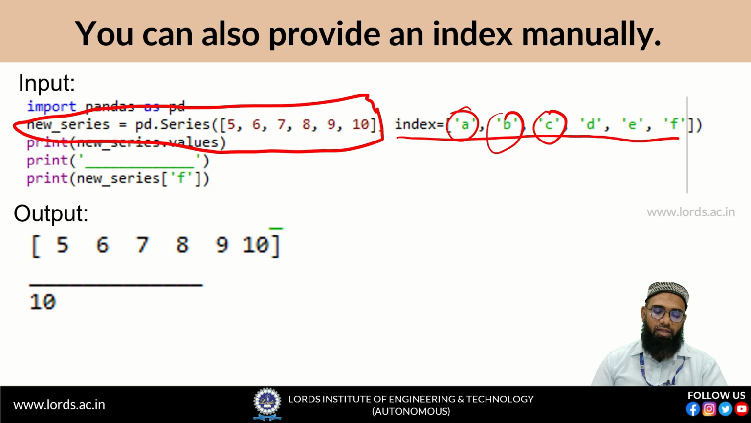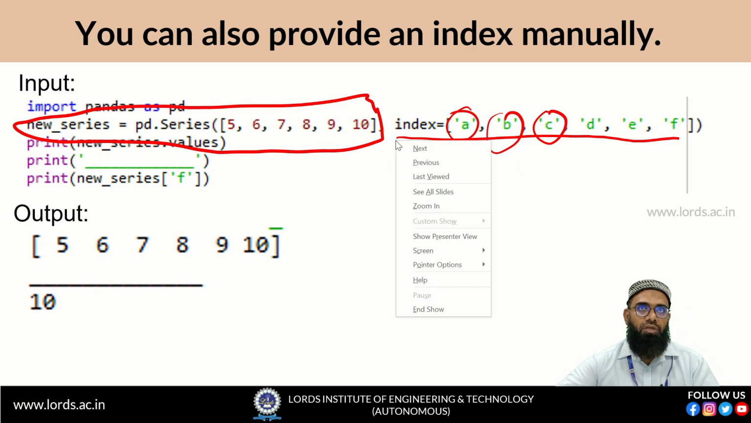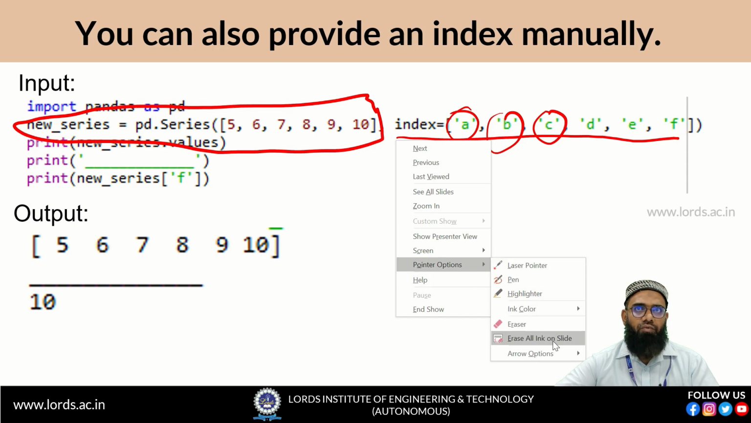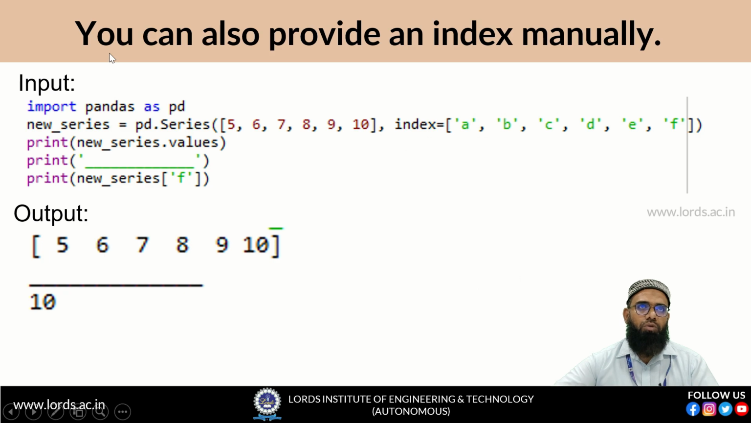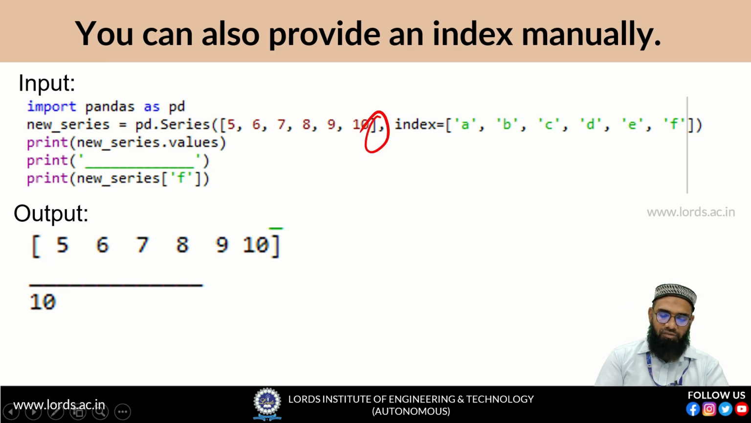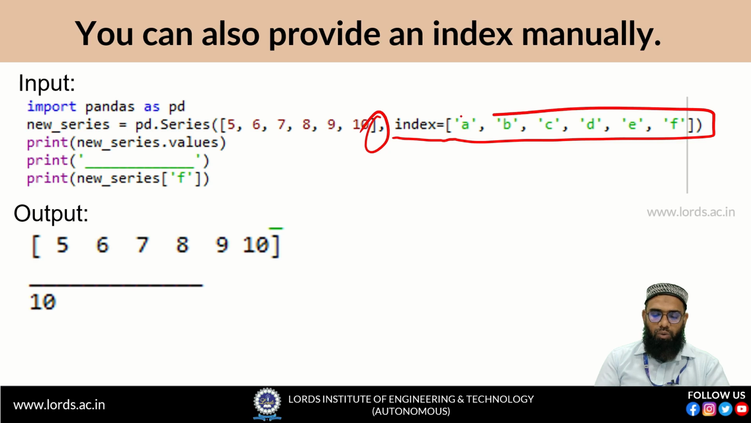So how can I give that? I have to use the index keyword after giving a comma. This comma is very important. If you keep this comma, only then can we give some extra parameters, extra attributes here. So index equal to, and I am giving some indexes.